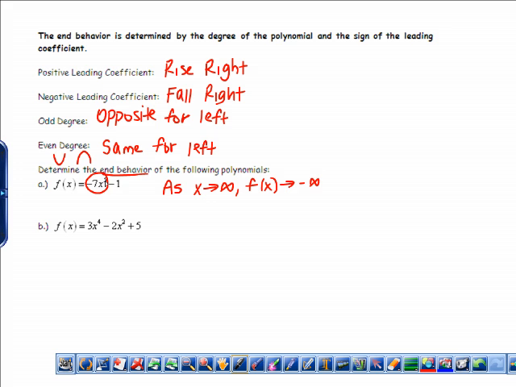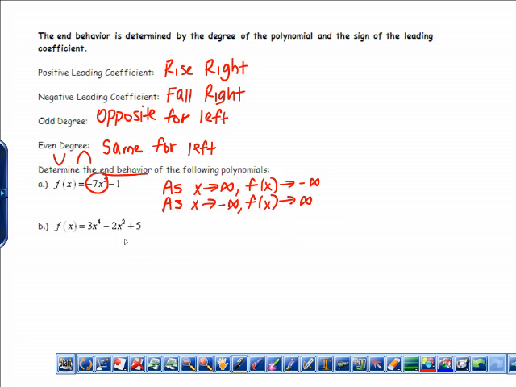All right, let's think, now we have an odd degree. That's going to have an opposite behavior. So for the left side, as x approaches negative infinity, we're going to have an opposite behavior, meaning it's going to be opposite here. So we're going to write positive infinity.